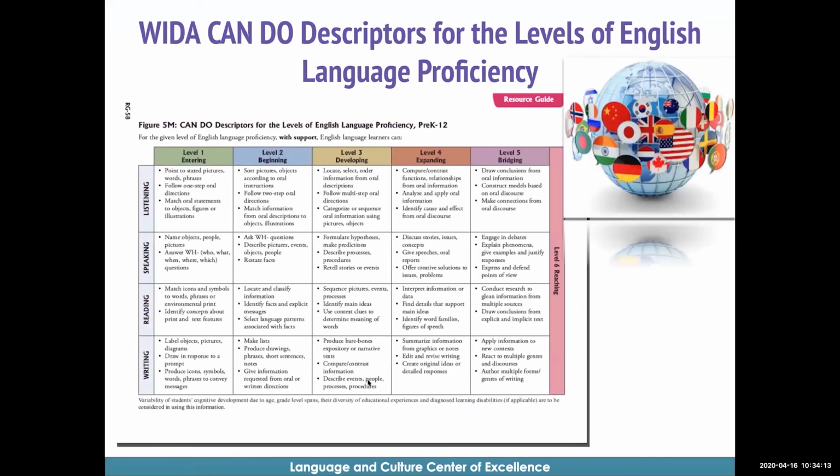So here, I put in the can-do descriptors for the English levels, and it's for pre-K through 12. Here we have the 4 domains going down the side, and then we have the levels 1 through 5. I will be showing you basically the 3 M&Ms, what they'll be able to do, and I'm basing my lesson plans and my scaffolds off of that today.